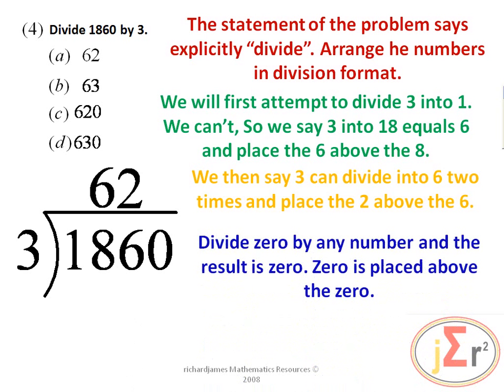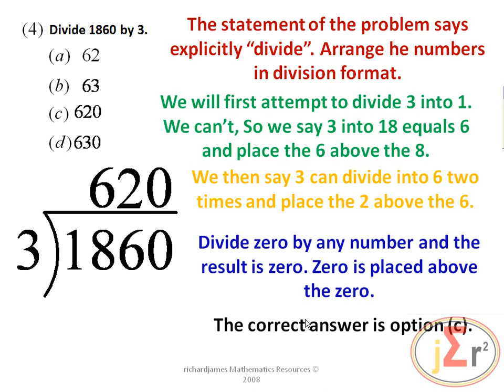Divide 0 by any number and the result is 0. Now, here's a question for you, Jerry. We need to say 3 into 0 and the result is 0. Does it matter if we put the 0 here or not? Yes, it matters. Okay. Right. So it matters. Put the 0 right there. The correct answer is option C.